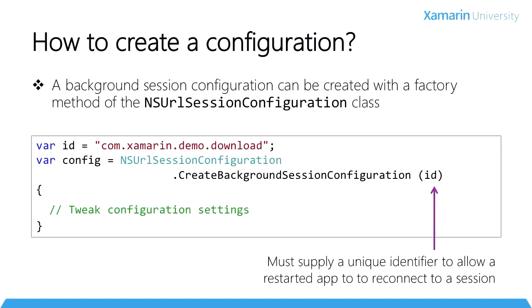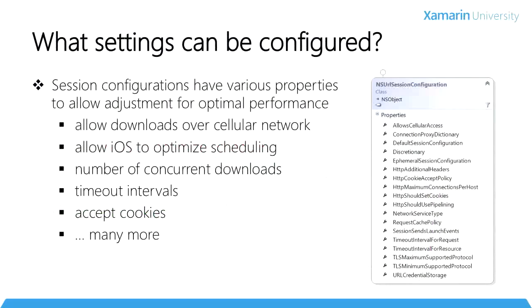All the configurations that we get here, whether it's the default one or the background configuration, all of these can be tweaked. So additional configuration settings are possible. Here we have an overview of what we find in there. I'm going to pick some of the more interesting ones. For instance, the Allow Cellular Downloads property specifies if file transfers may happen if the device is on a cellular network. You might consider setting this to false if you transfer large files.